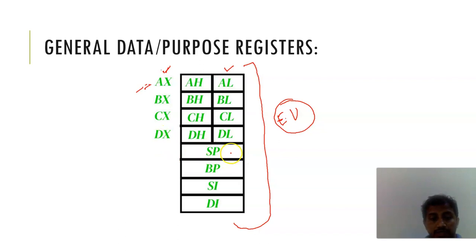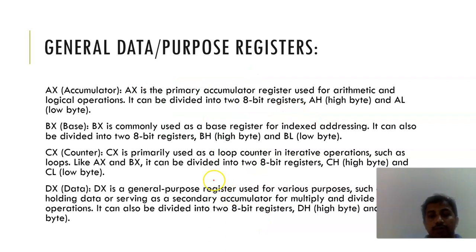SP is the stack pointer, BP is the base pointer, SI is the source index, and DI is the destination index. These are all the registers. Out of these, 4 are general purpose, and the others are pointer registers and index registers. Coming to these 4 registers, what are their specific uses and how are they used in your programming?